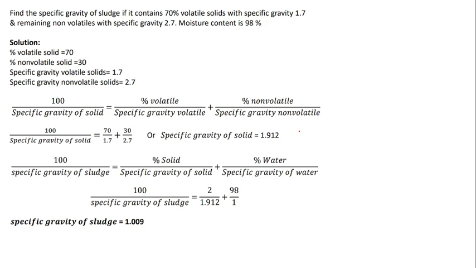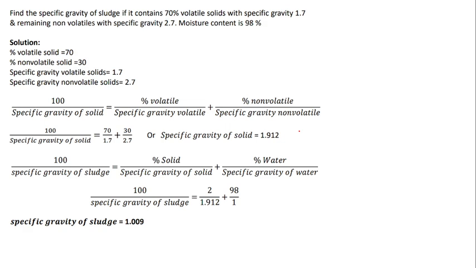Now coming to the second problem, the question is to find the specific gravity of sludge if it contains 70% of volatile solid with a specific gravity 1.7 and the remaining non-volatiles with specific gravity 2.7. Moisture content is given as 98%. This is a very simple problem. In the given question, write out the data.